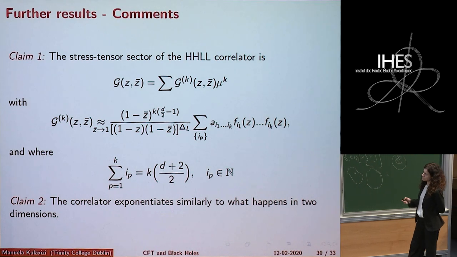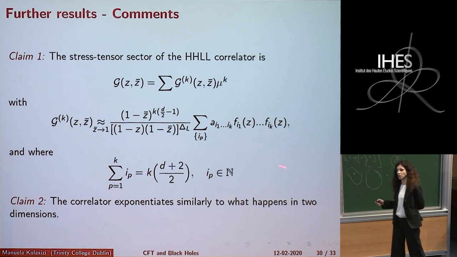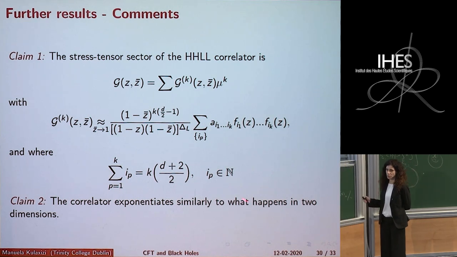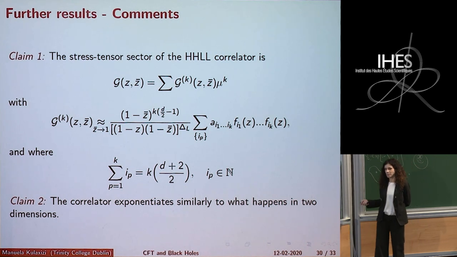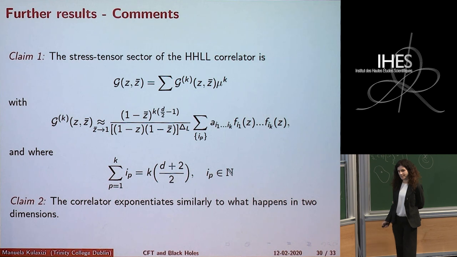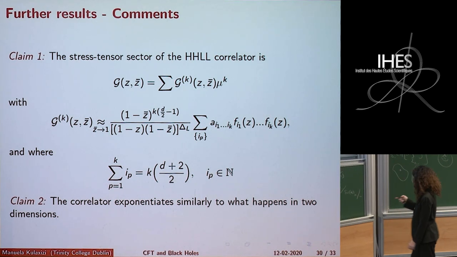Why do you take z bar to 1? So what I mean by that is that this is the leading term in the correlator, the one that corresponds to the light cone limit, because I have neglected contributions of multiple stress tensors that have higher twist. So this is exact in mu? Yeah, as a sum, it would be exact in mu. If I could resum this, yeah, it would be exact in mu.